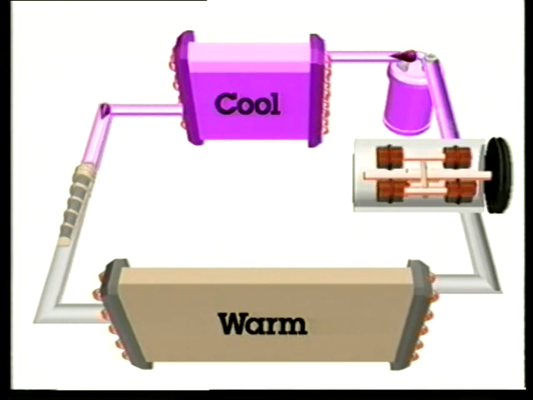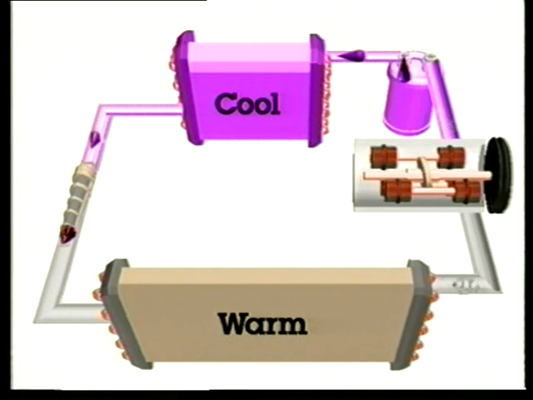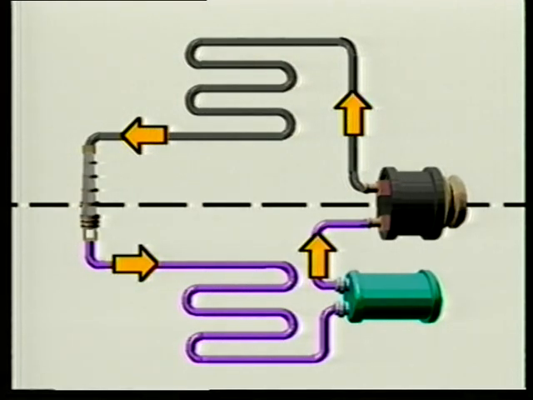Low-pressure vapor with some liquid then flows into the accumulator at upper right. It stores the liquid but passes the vapor. Low-pressure vapor is then pulled into the compressor and the cycle is repeated.